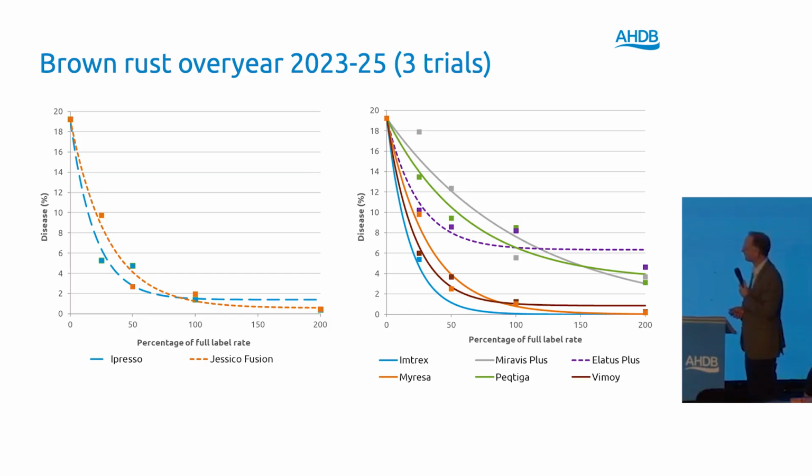I think the rest fall pretty much, as we saw in the last chart, the Miravis and Pectiga, not quite as strong as the other chemistries, and yeah, the Apresso, Jessico Fusion, both containing isoflucipram, are looking very good.